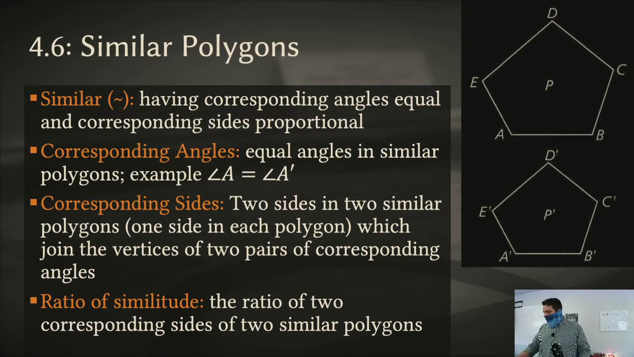All right, the ratio of two corresponding sides of two similar polygons is called the ratio of similitude between the polygons. All right, make sense?